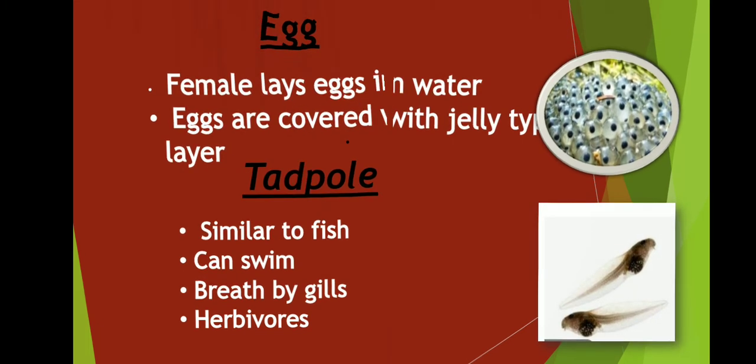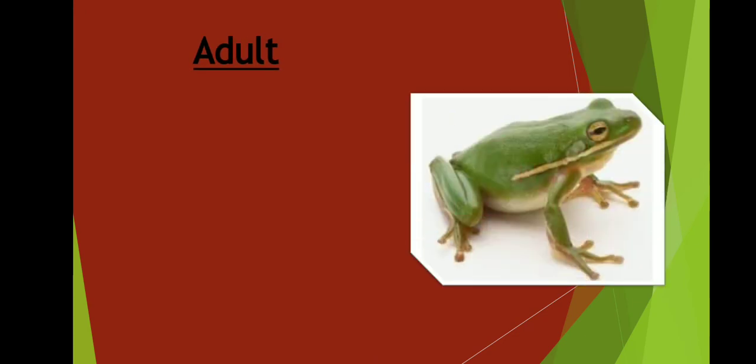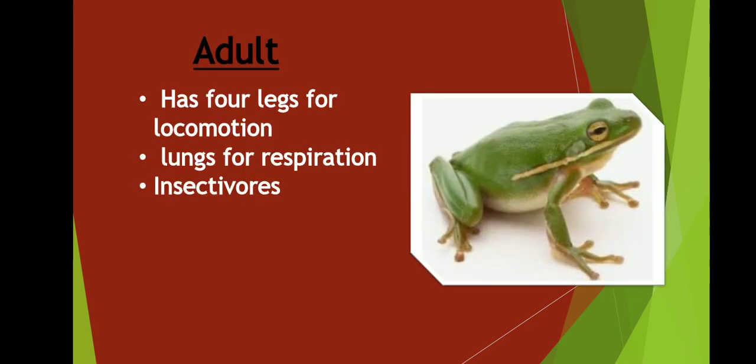Now let's move to the third part, that is the adult. Here, the frog, how many legs? There are 4 legs for locomotion. Here, lungs. In the tadpole there are gills, but the adult uses lungs. And it is an insectivore. That means they feed on insects.